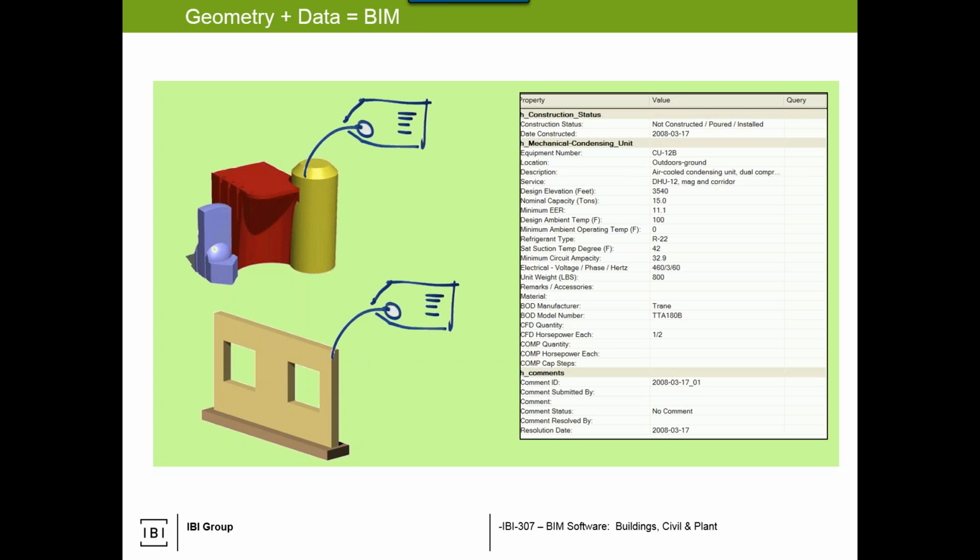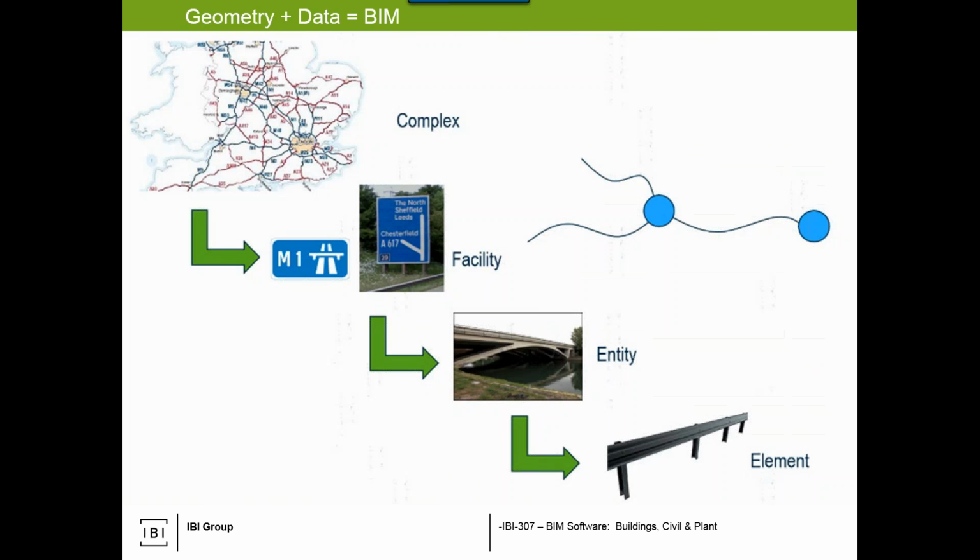BIM is essentially geometry plus data, so regardless of the software you're using, you're going to model something. You're going to know a bit about what that something is, and from that little bit of what you know, you can do something with that data. If you have a lot more data, you can probably do a lot more things. If you have less data, you can do focused things.